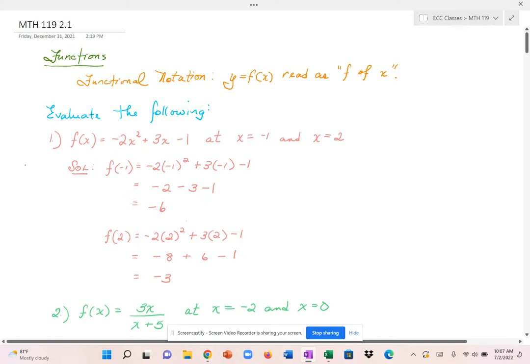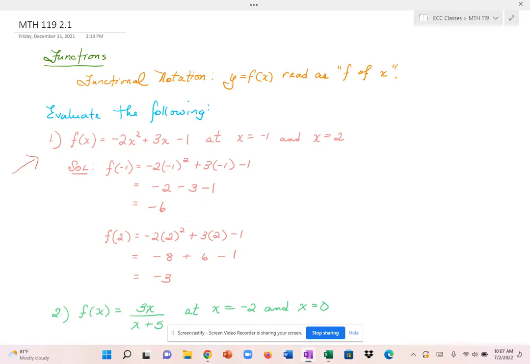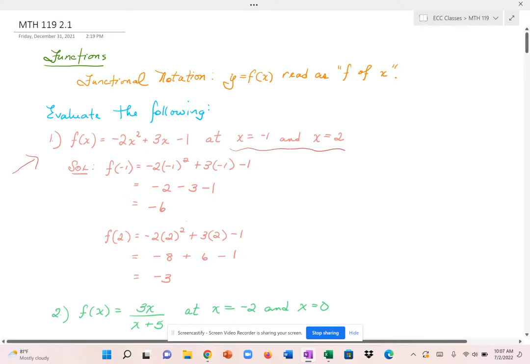So here's an example. If f of x equals negative 2x squared plus 3x minus 1, this is going to get evaluated at x equal to negative 1 and then at x equal to 2. So that means first plug in negative 1 everywhere there's an x. So that's what that should look like. And then you apply order of operations, PEMDAS.